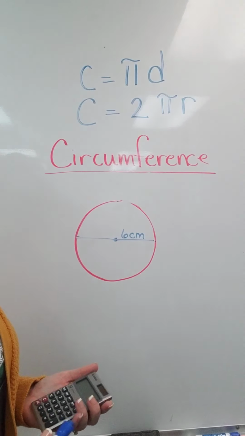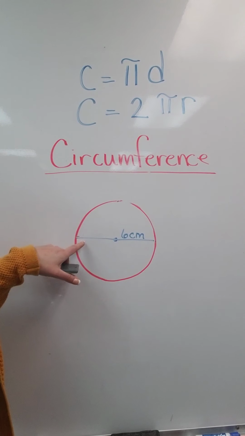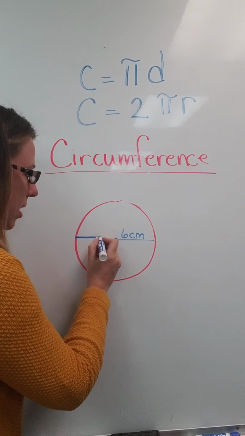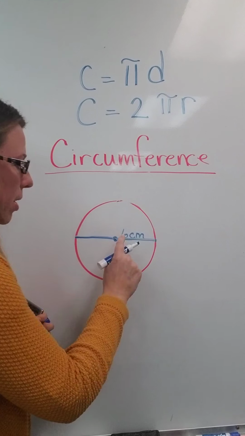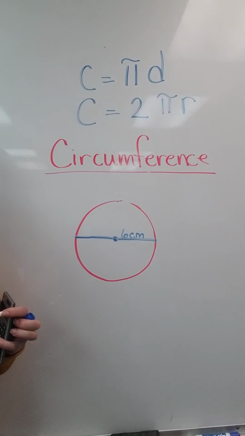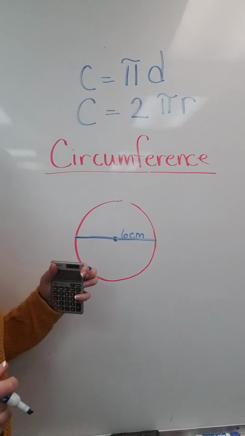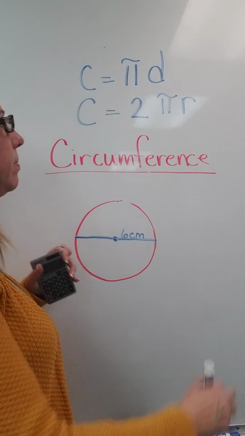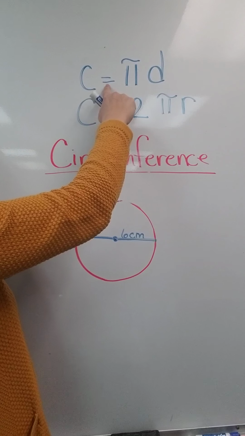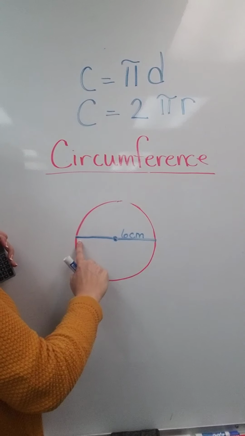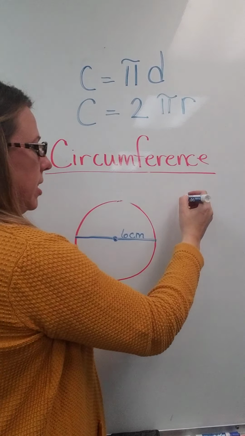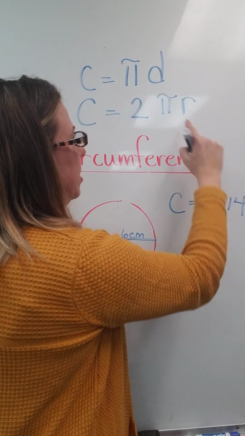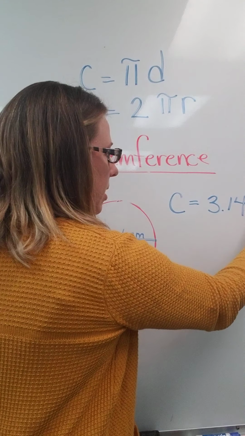All right. So here they've given you a circle and told you that the diameter, because this line goes all the way across through the middle, so we know that's the diameter, is 6 centimeters. And it wants to know, what is the circumference for this circle? Because you have this, you can solve this problem. Because we know circumference equals pi times diameter, and we do have a diameter. So we're going to say circumference equals 3.14, which is pi, times 6.